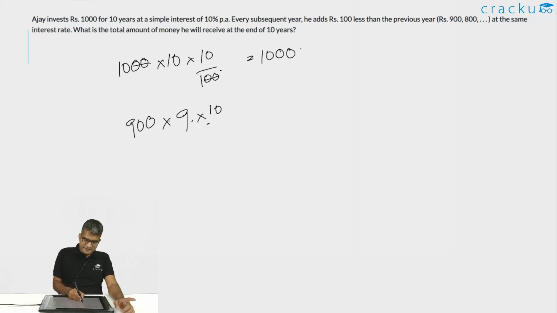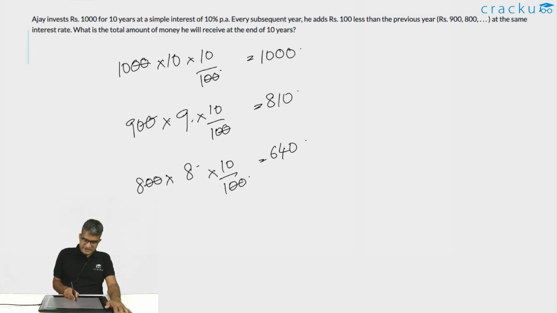Rate of interest is the same, 10%. So the interest on this is 810. The next year he invests ₹800 for 8 years. The rate of interest is again 10 by 100. So the amount that he gets is 640. This is the interest. Similarly, we can calculate the total interest.